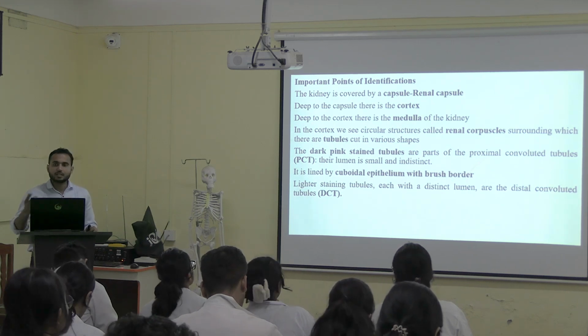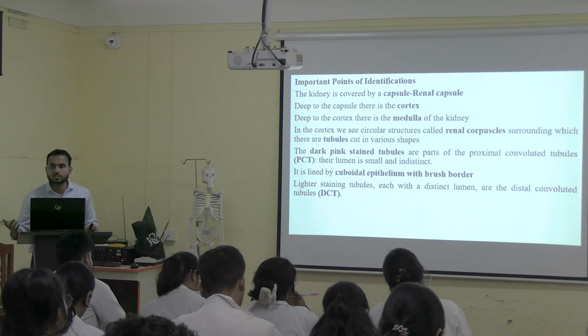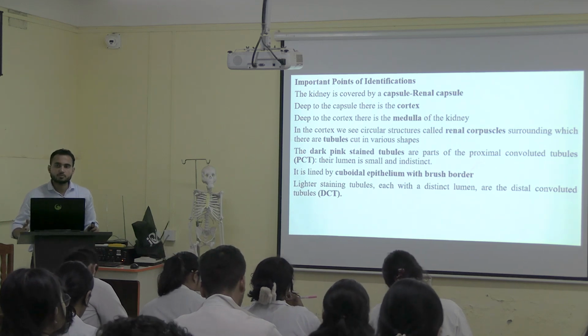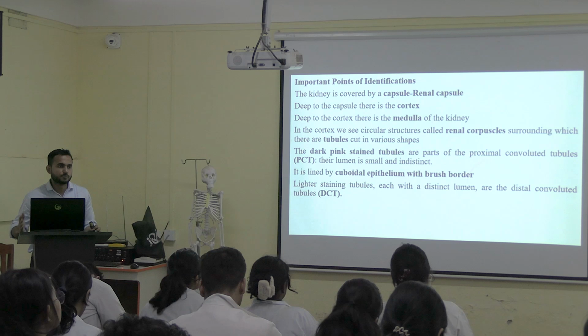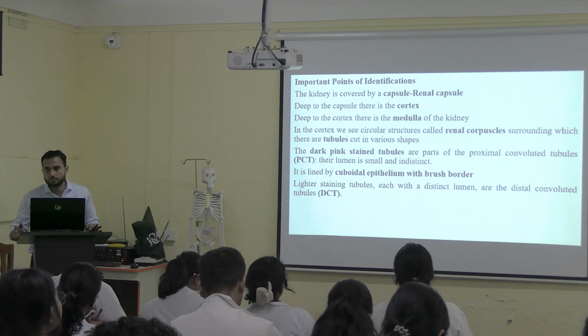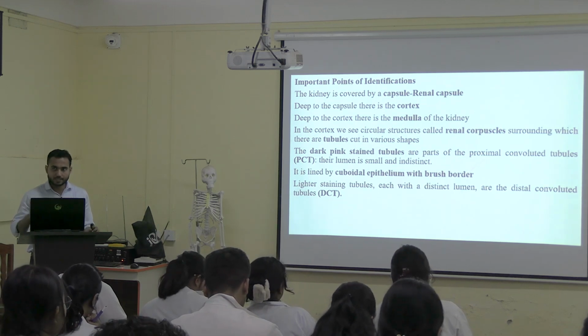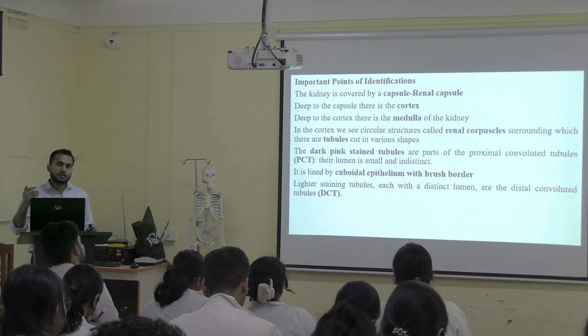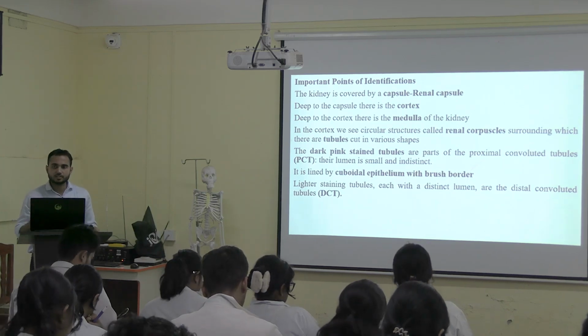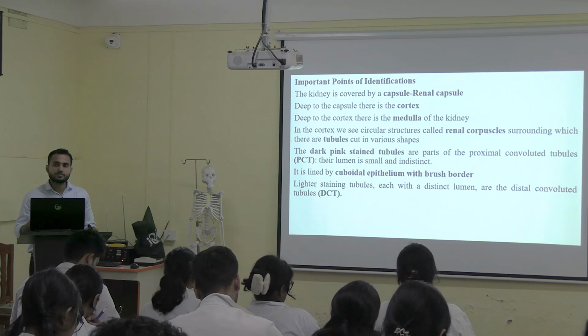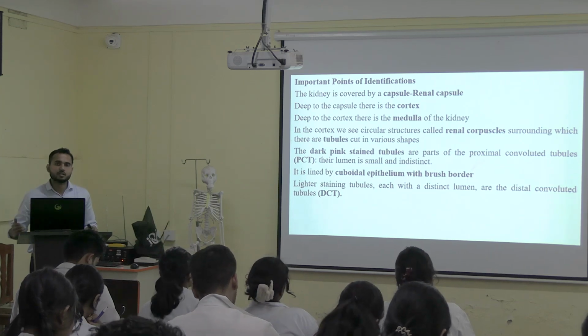Along with that, the tubes can be seen. What are these two tubes? These are PCT and DCT. That means proximal and distal convoluted tubules. Okay. Next, how will you differentiate between the PCT and DCT? That is the first point. Second point, how will you differentiate between the cortex and the medulla?